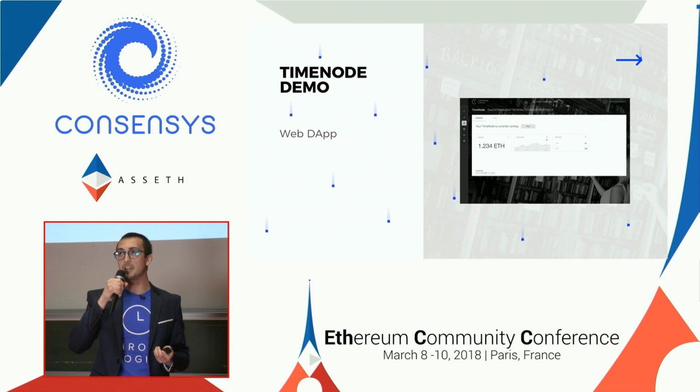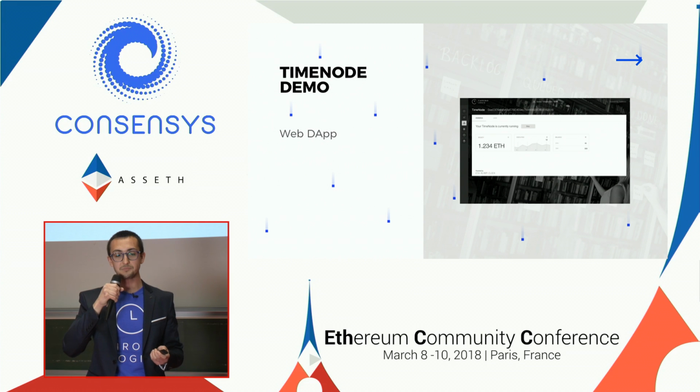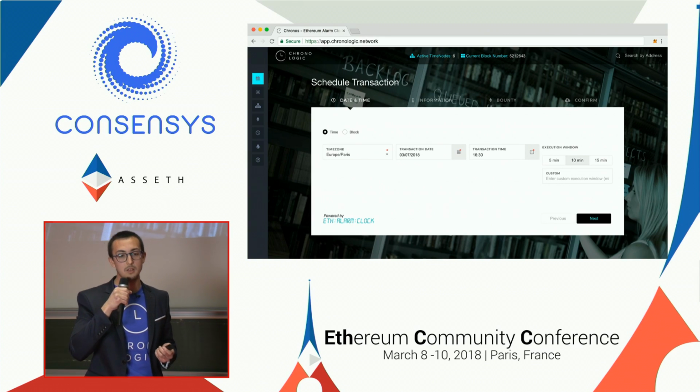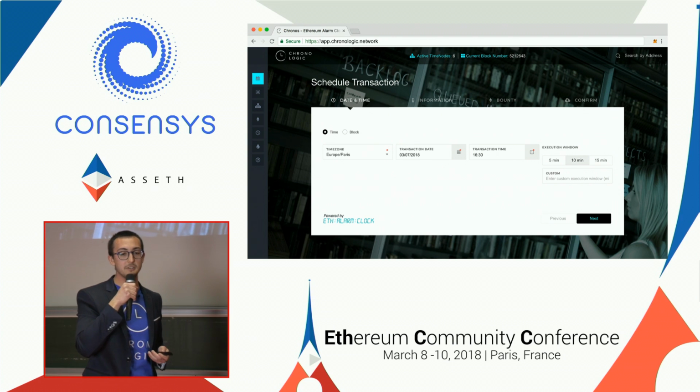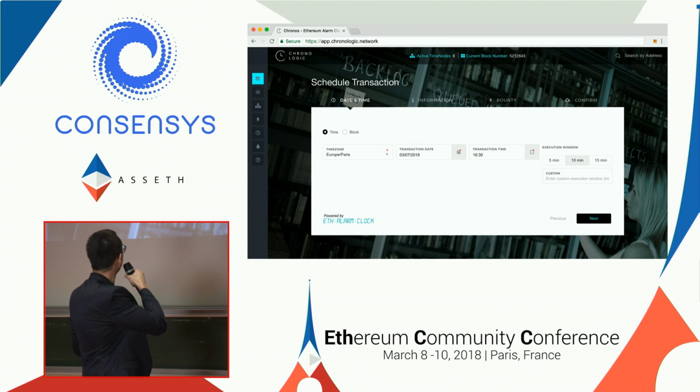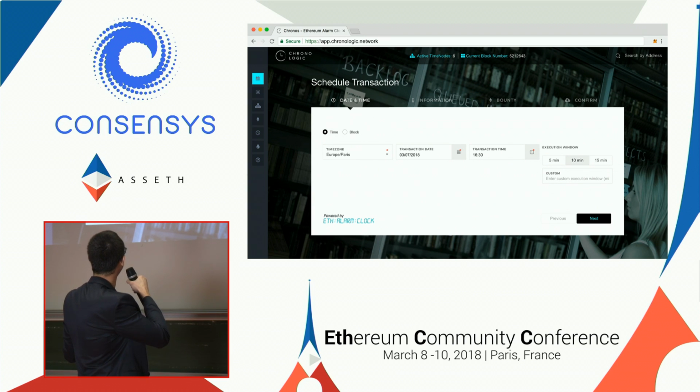And now I'll give you guys a quick demo of the front-end dApp we've been building to make this a lot easier for just your general users. So here's the flow to schedule transactions. This would be using timestamps. We've made it easier by just putting in a time zone and then converting that to a timestamp on the back end. You can specify the execution window.